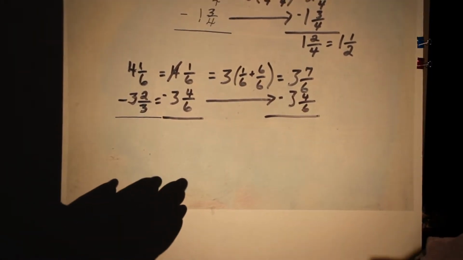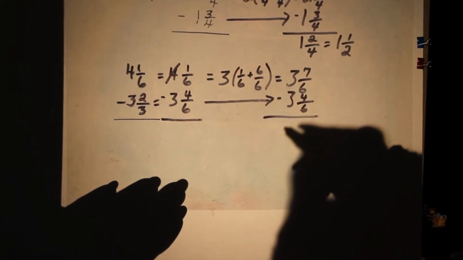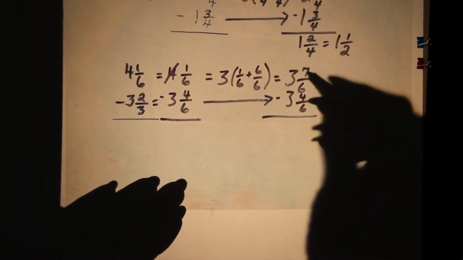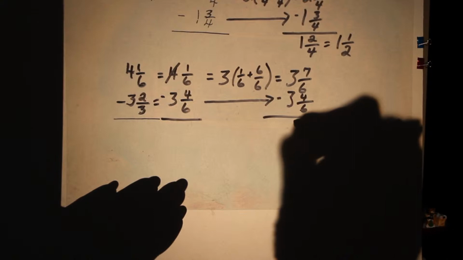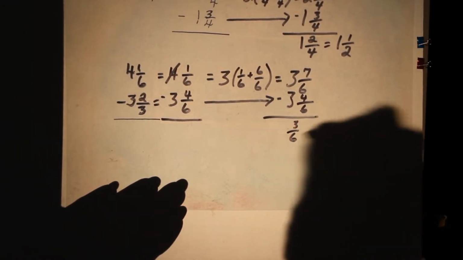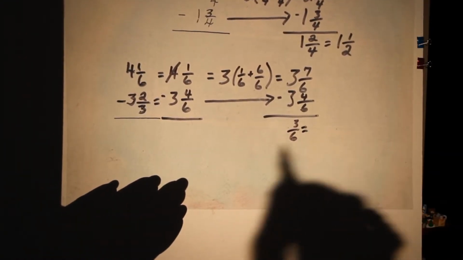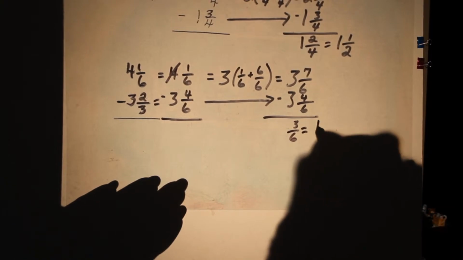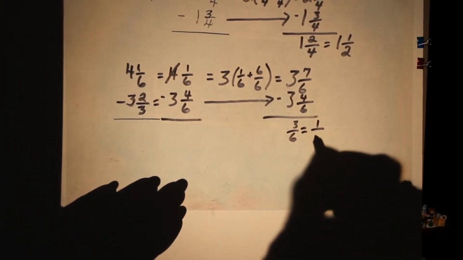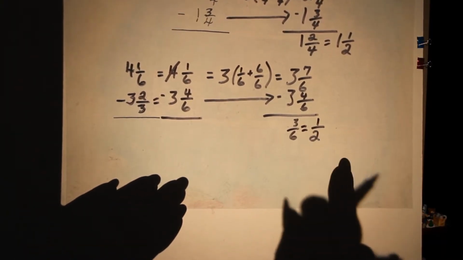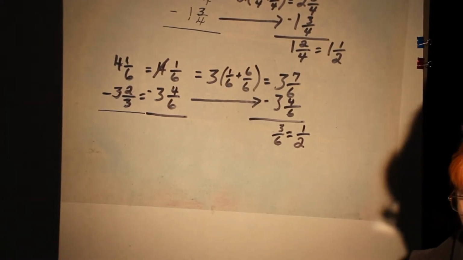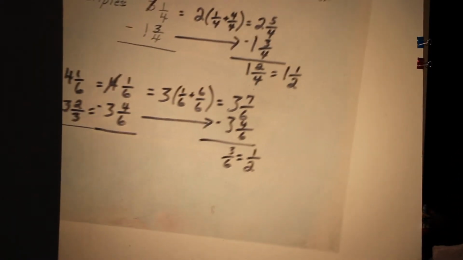Printing's not very good. So 3 take away 3 gives me nothing, so I don't have to write anything. 7 take away 4 is 3 over 6. And I can reduce that. 3 will divide into 3 once. 3 will divide into 6 twice. So my final answer is a half. Now take a look at 2 more questions.